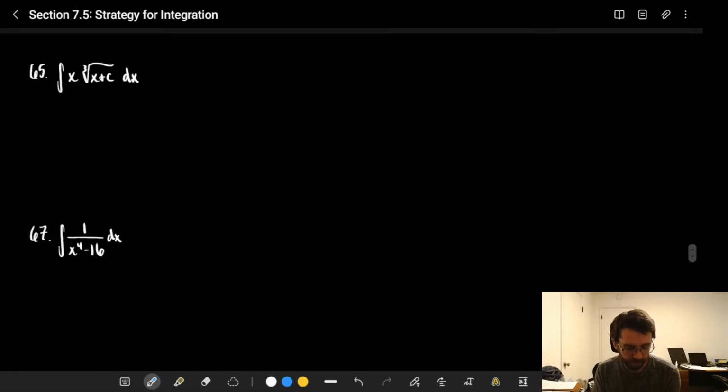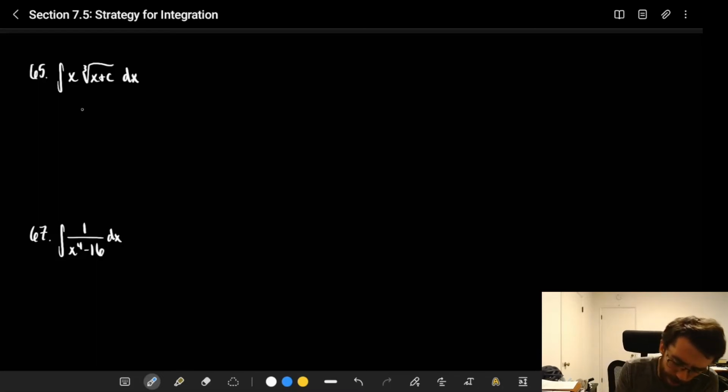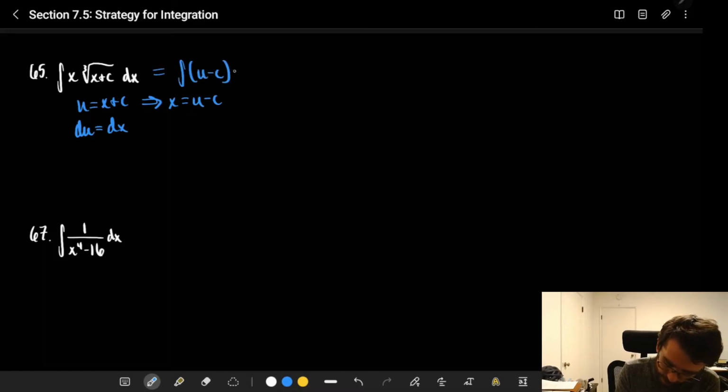65. C is some arbitrary number, and I don't like having it under a cube root. So yeah, the thing to always do is just shift it out. Do a u sub. Du is then dx. And this x term can be solved for. You're like, well, x is just u minus c. So I shift the c out. This becomes x is u minus c. And now I just have the cube root of u. So u to the 1/3 du.